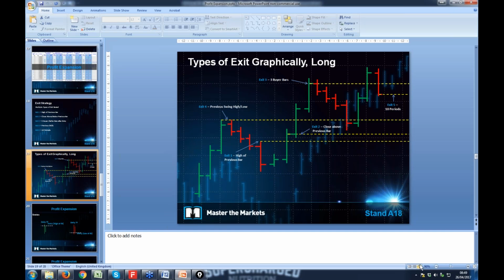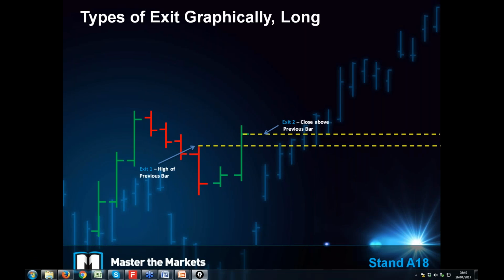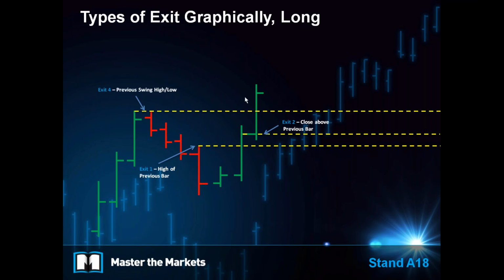Go ahead and pull open the drawing tool just there. So this close here is above the previous bar's high. That was the second exit just there. Now the third exit, of course, was the previous swing high or low. The previous swing high or low was the actual fourth exit just there, and that's what we looked for.